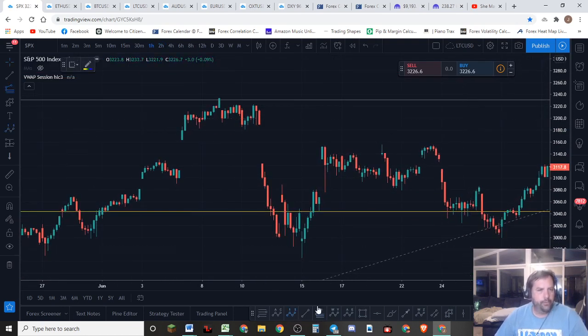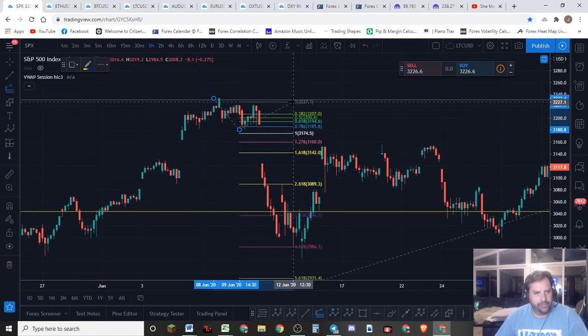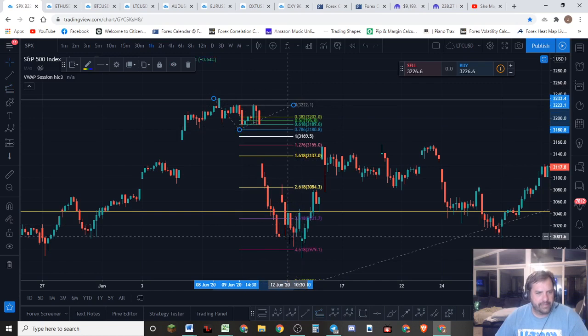The very first thing you want to do when you measure a wave is find the top of the first wave and then put your fibs on it. Okay, very extended wave. This came down to the 3.618.